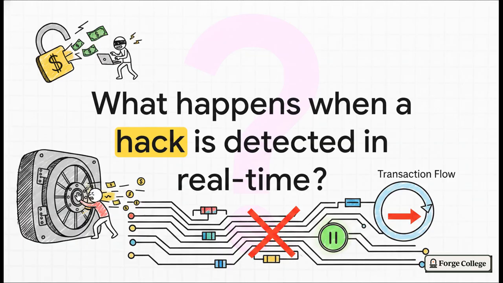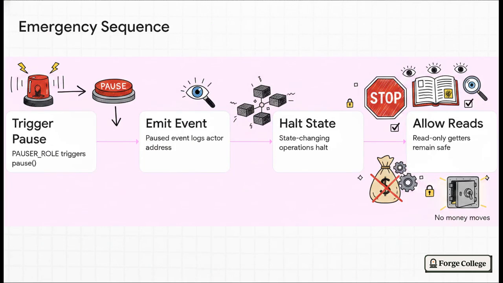A well-designed circuit breaker changes pausing from a frantic scramble into a clean, predictable control path. Notice this deterministic sequence of events. The moment the emergency button is hit, we immediately halt the execution flows. But, and this is key, we deliberately leave the lights on. An event is emitted to record the actor's address, and all state-changing operations are completely frozen. Not a single drop of money moves. Crucially, though, your read-only functions still work perfectly, so you can safely assess the state of your vault without unpausing.